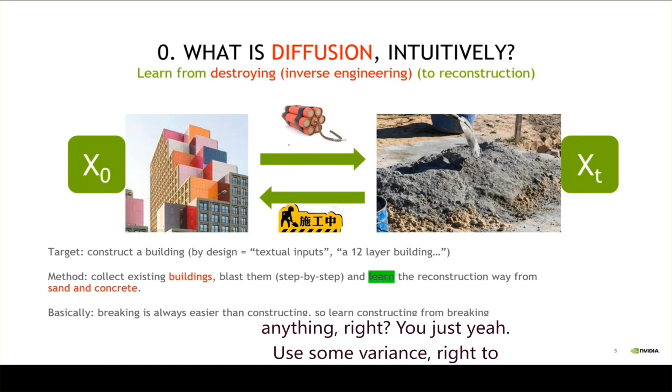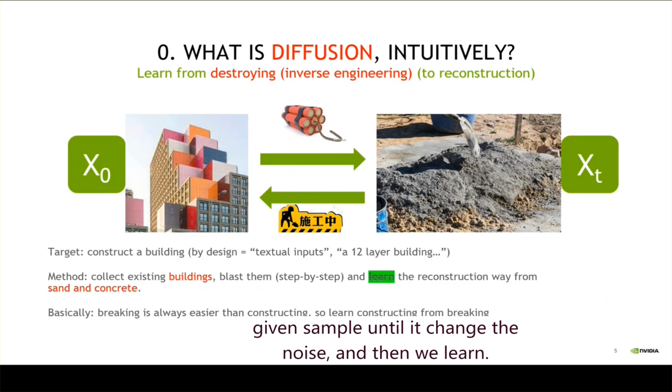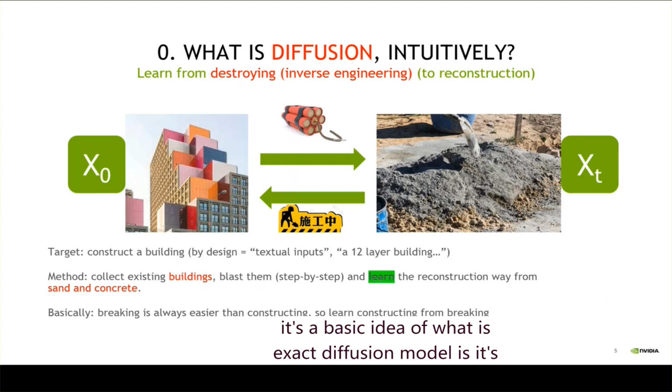You just use some violence to destroy it. But X0 is actually the given samples. For example, it could be an image, a text, or a voice. The thing we want to do is put noise consequently into the given sample until it changes into noise. And then we learn, through inverse engineering, how to reconstruct the building. That's the basic idea of what a diffusion model is.